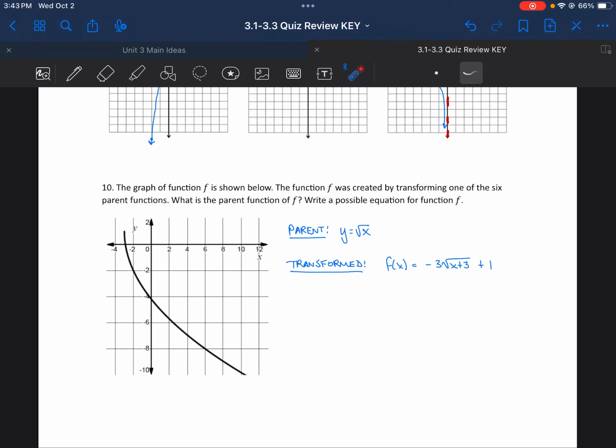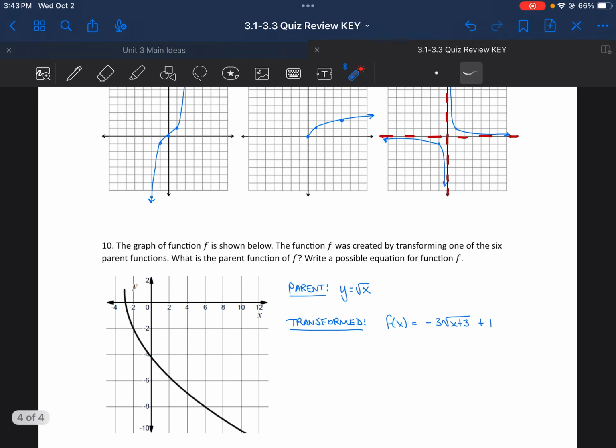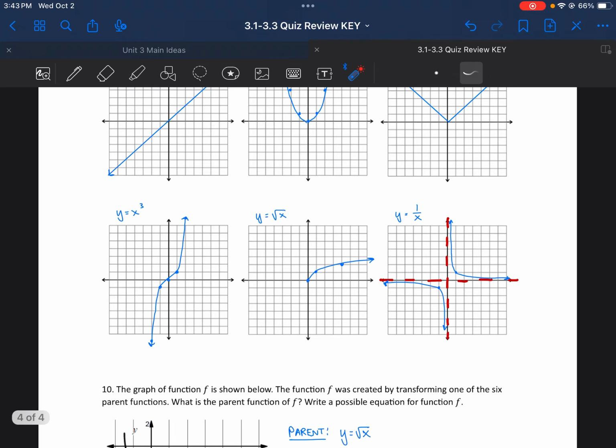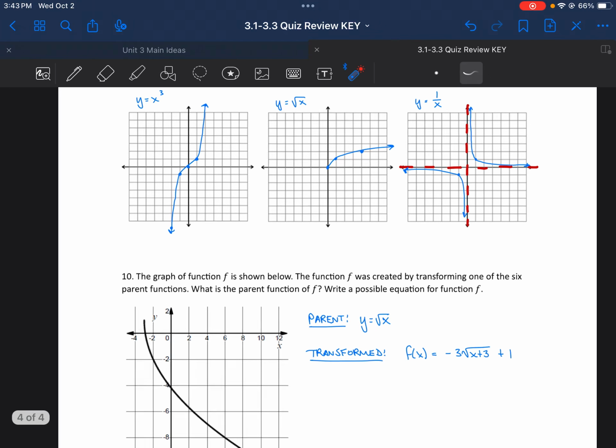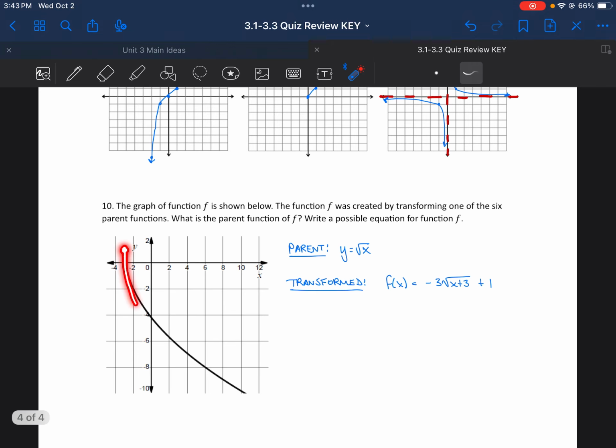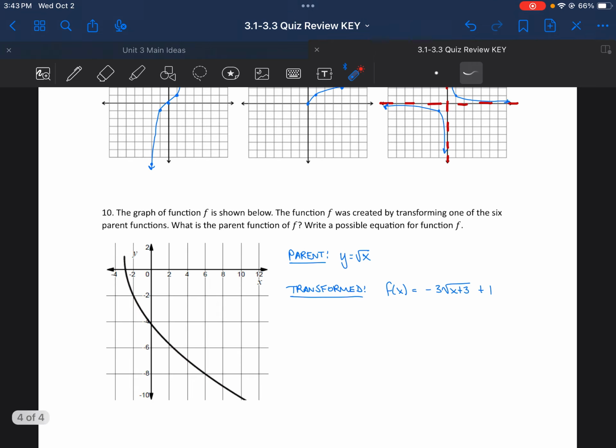All right, so this thing is pretty clearly a square root function, okay? We see the shape right here. It's doing that. Okay, so we got a square root function because it just kind of stops right here. So we got a square root function, okay? Now, as far as transformations, here's the transformation that ended up working.